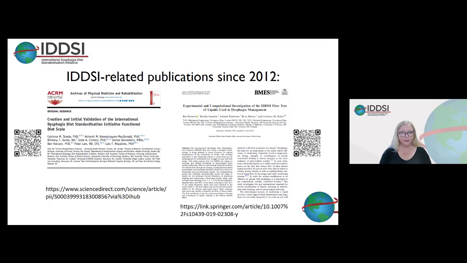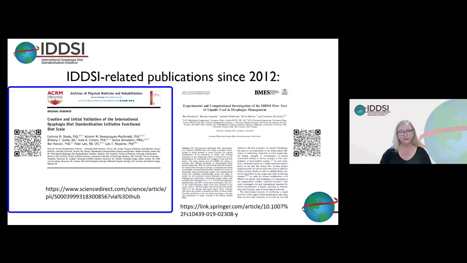And then finally on this slide, I'm showing 2 publications that are sort of grandchildren, if you will, of the official IDDSI research enterprise. These are publications first authored by members of the board of directors that were undertaken with IDDSI's knowledge and IDDSI's blessing, but were not official projects of IDDSI at that time. On the left, you see work done in my lab to develop a functional diet scale to capture the degree of diet texture restriction that is in place for a patient as an outcome measure that could be tracked over time. We call this, of course, the IDDSI Functional Diet Scale, or IDDSI FDS.